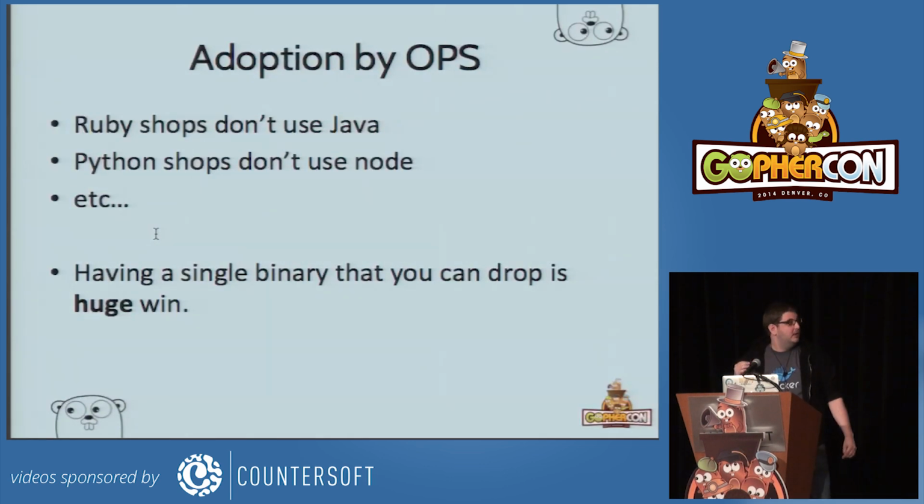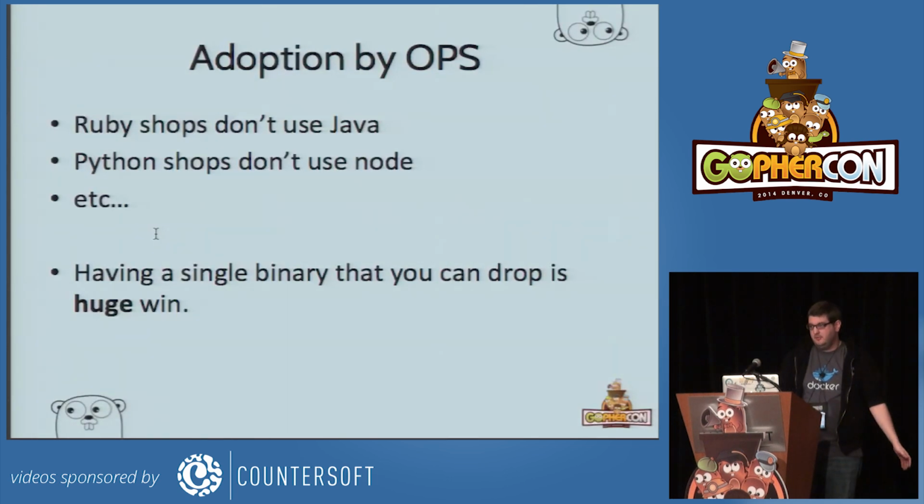Also, adoption by ops people, because when you are a Ruby shop, you don't usually like to run Java applications, or when you are a Python shop, you don't use Node or stuff like that. So having a single binary that we can just drop on any server was a huge win, and there was no issue with it. It was really great at first.